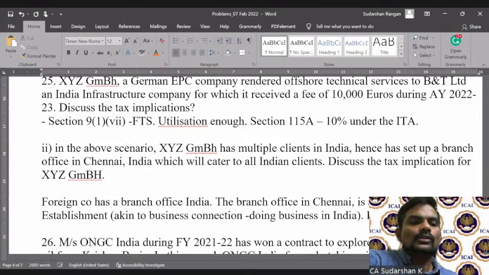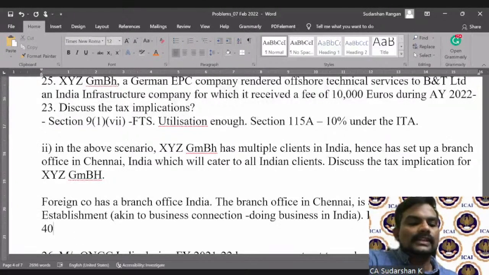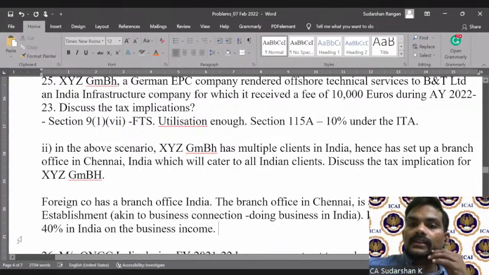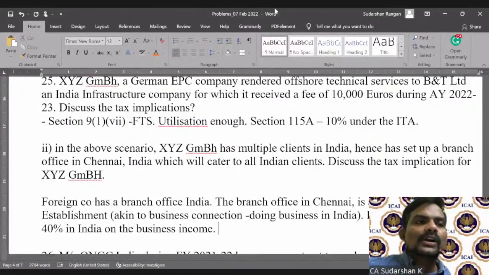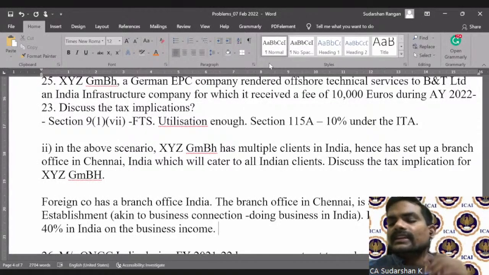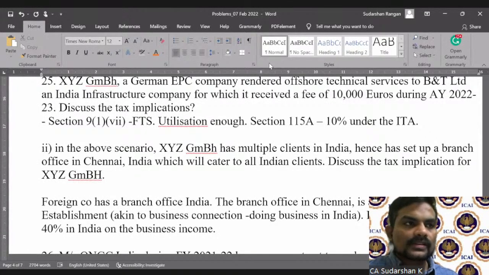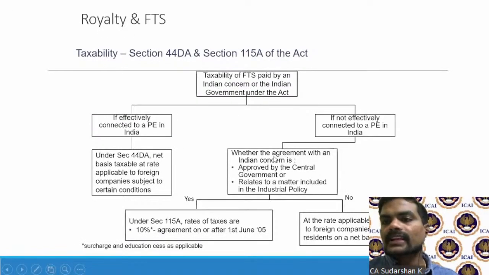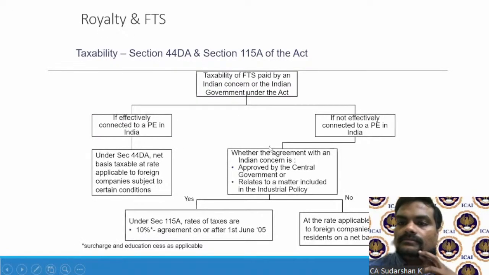Because as you know, foreign companies are taxed at 40% in India on the business income. Now, this is a very high rate. So there is one small benefit that the government has given. That is, they're saying, okay, I understand for all foreign companies to pay taxes in India, 40% is very high.